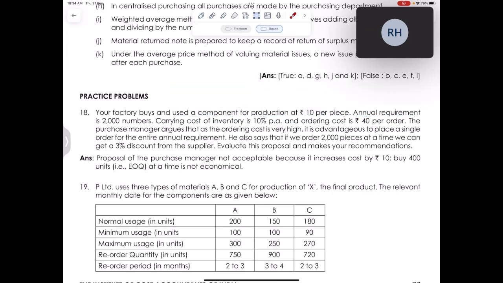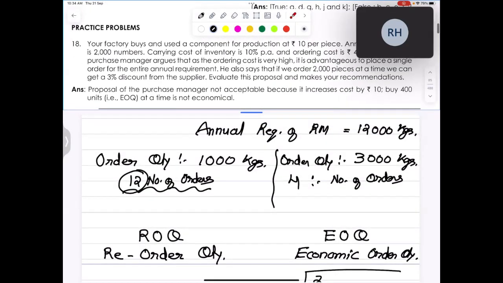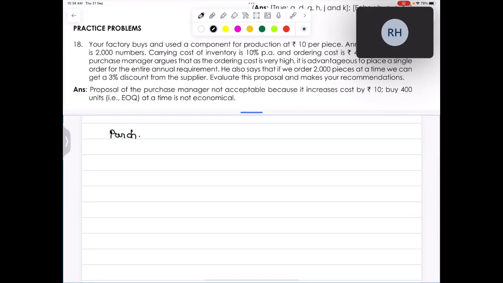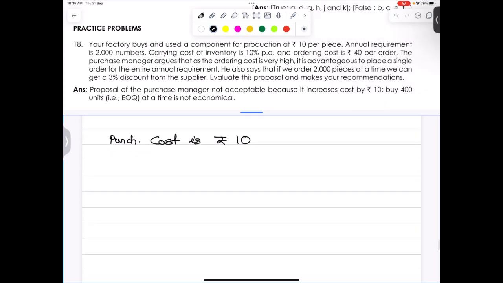Okay, my dear friend, now I'm starting this. So, my purchase cost is rupee 10. And the annual requirement, denoted by A, is 2000 quantity. I will be able to compute it if there is no discount. If there is no discount.